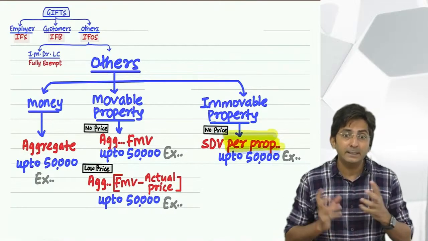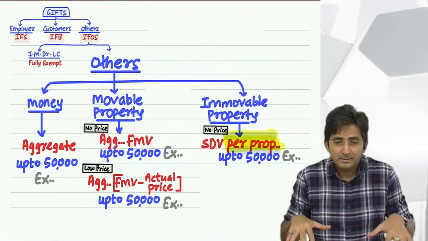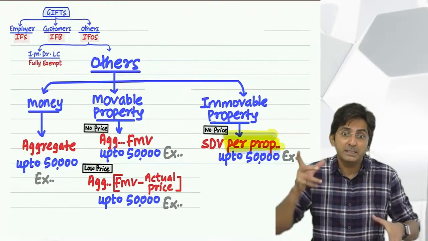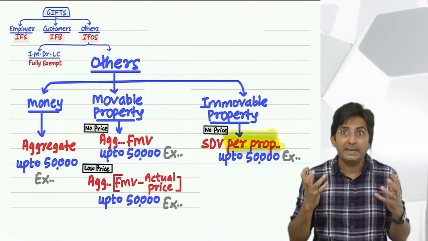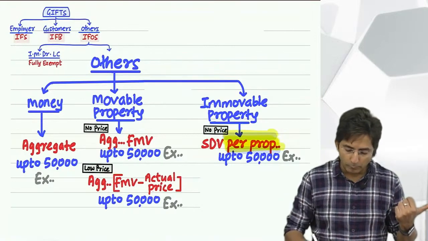So in Hindi we say the difference is your maza, and on maza there is saza. Maza means benefit, saza means tax. But when do you get that maza, that benefit? When you pay a low price. So can you create an example of low price over here?